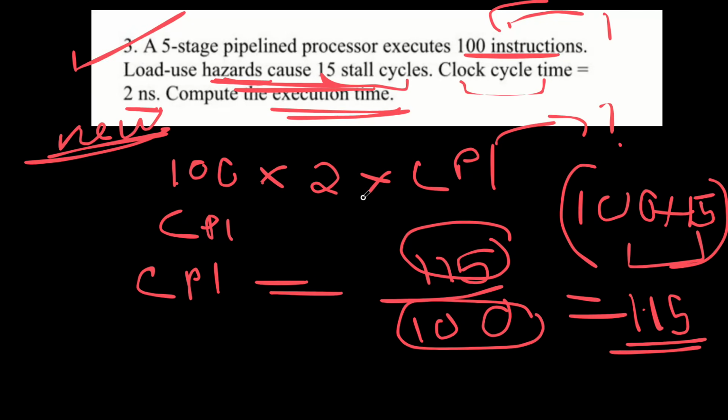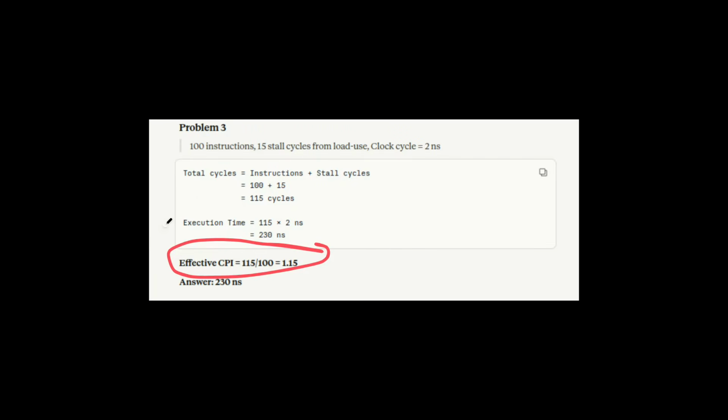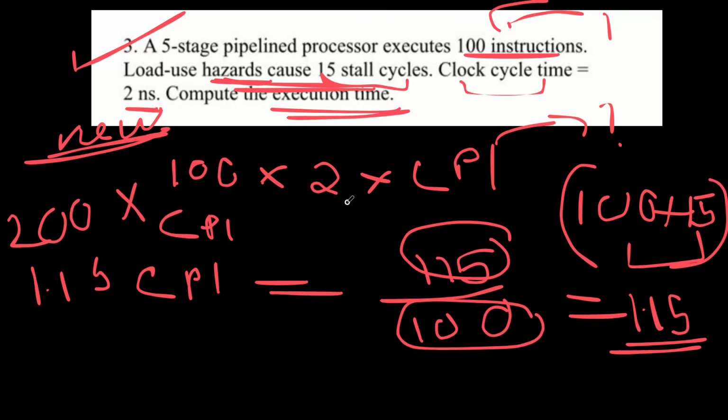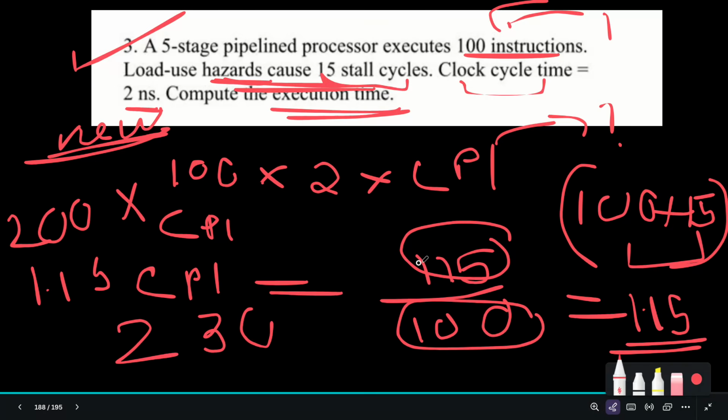So 100 into 2 is 200. 200 into 1.15 we have to do. If you do that, what you will get is 230, right? So you get 230. That would be our answer.